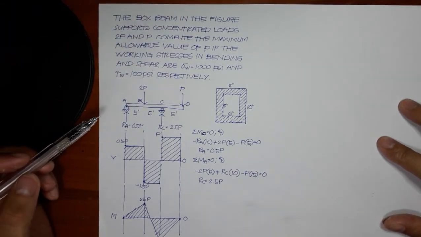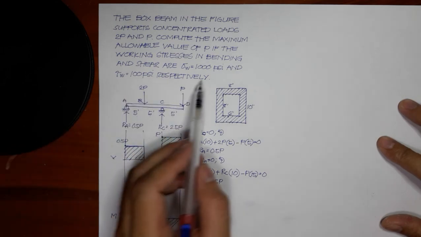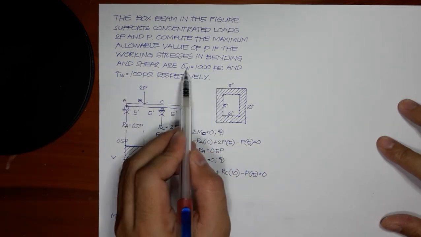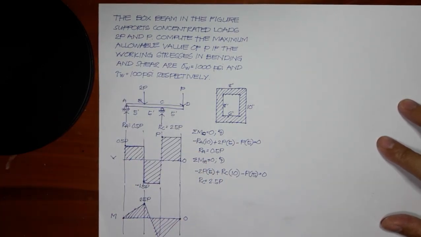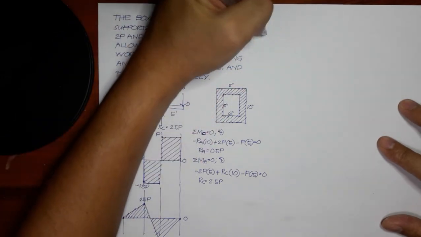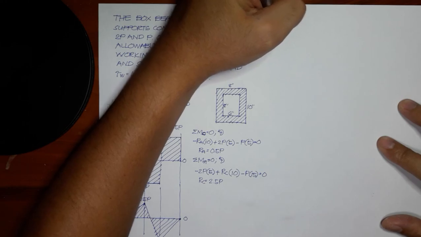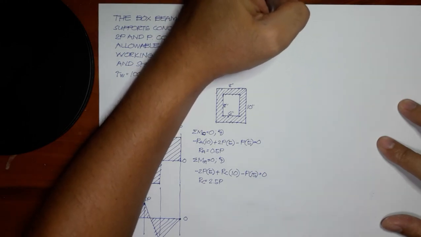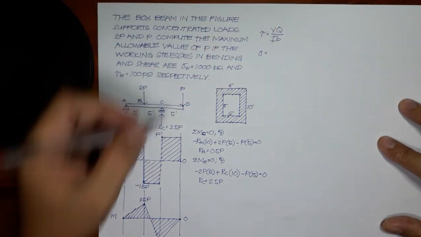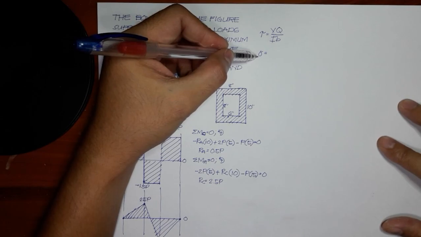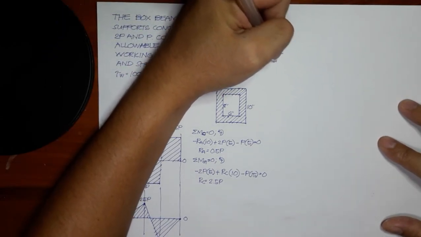Next, we now calculate for the stresses. Because the stresses are given, we have 1000 psi for bending and 100 psi for shearing. We can use the formula tau equals VQ over IB for shearing and sigma equals MC over I.